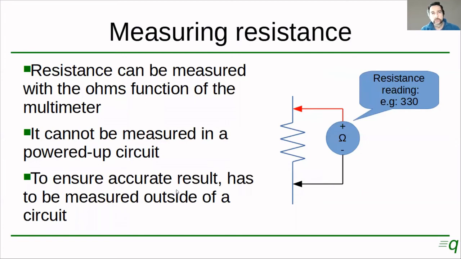Okay, so how do we measure resistance? Most, if not all, multimeters have a function to measure resistance, and that's the ohms function. So you're going to find in the selector knob an ohms symbol. You put the selector knob in that position, and then you connect your probes to the ends of the resistor, and you just take the reading. And that's it. It's as simple as that.